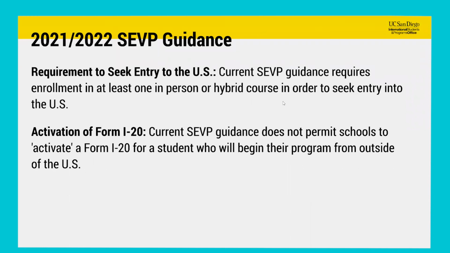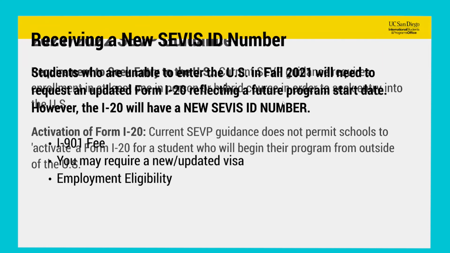You may enroll in all online courses for the fall quarter. However, because we are not able to activate your Form I-20 because you did not physically enter the US, it will automatically cancel. Okay, so once your SEVIS record that was transferred to us cancels, you'll need to request a new I-20 in order to seek entry for the next quarter.